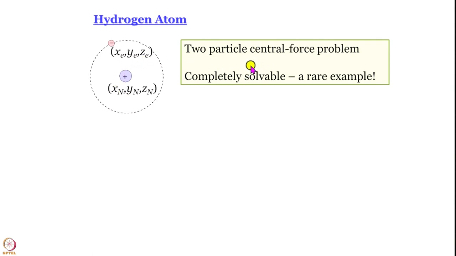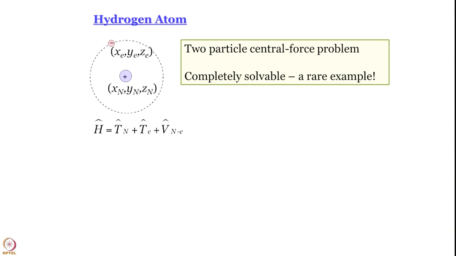Why am I calling it a central force problem? Because no matter where the electron is on this circle, the potential energy will be the same. Potential energy is directed towards the center of the circle, the nucleus. So, it is a central force problem, and we will see in a couple of minutes how that greatly influences our choice of coordinate system. All right. So, we will take baby steps.